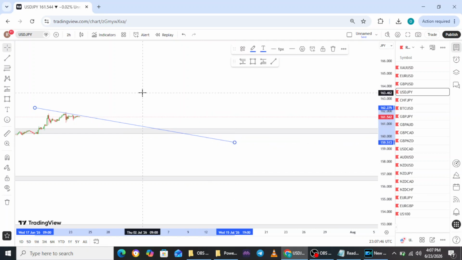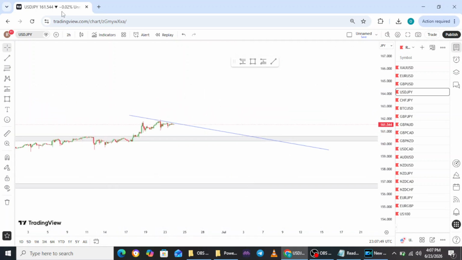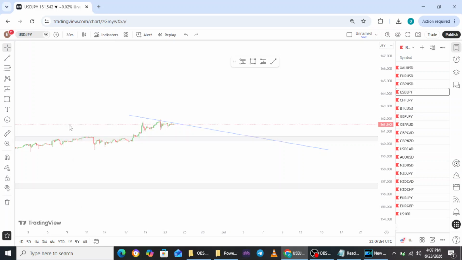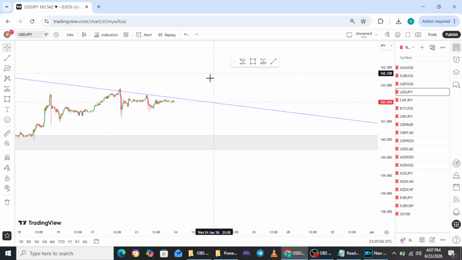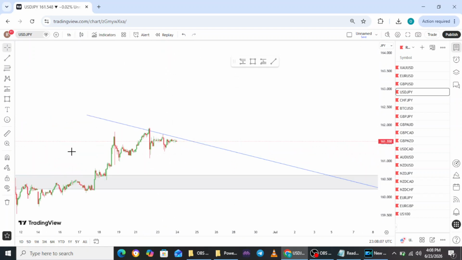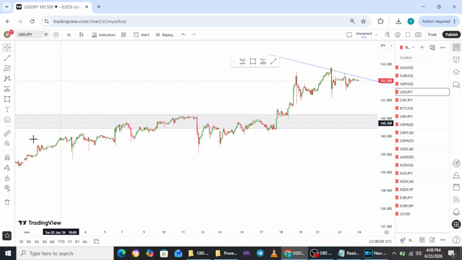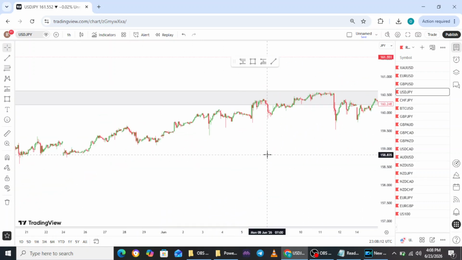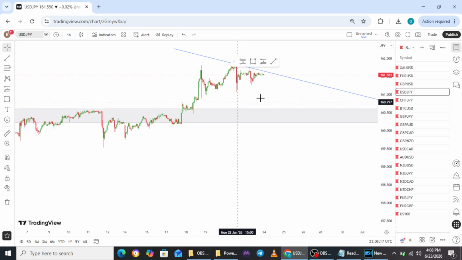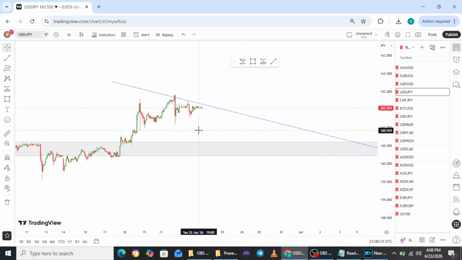So what should I be expecting this pair to do? Okay, let's go to 30 minutes. Now I'll be expecting this pair to come down to the downside. So this is a very sharp uptrend, as you can see. Now the market is trying to do some level of retracement, but that does not mean that the market cannot continue going to the upside.